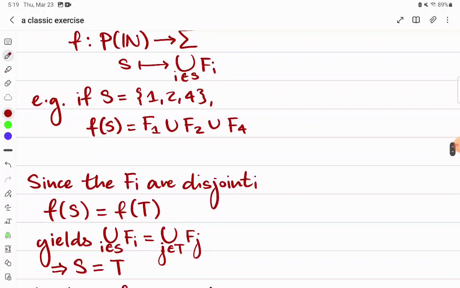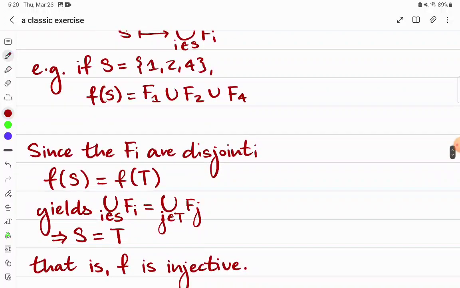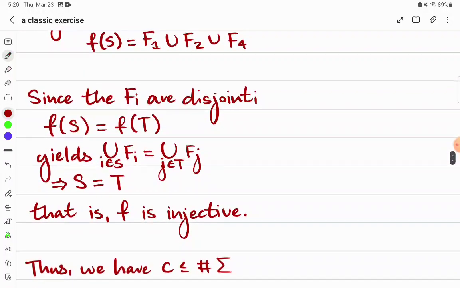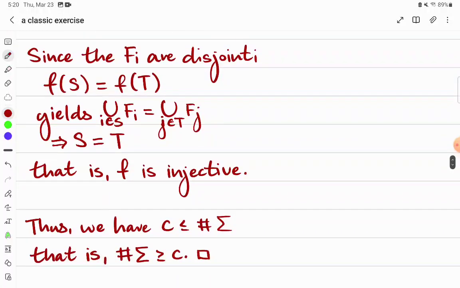This implies that f is injective because if f of two potentially different values are equal, like f of s equals f of t, then s equals t, and the two arguments were equal to begin with. Now this shows that f is injective, namely the cardinality of the continuum C is less than or equal to the cardinality of sigma, and this is exactly what our result is, that the cardinality of sigma is greater than or equal to C.